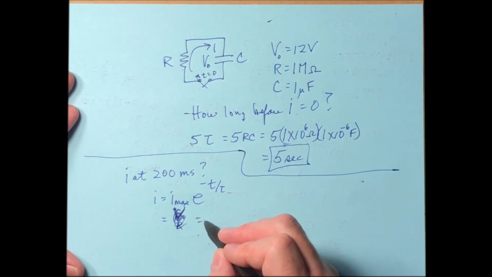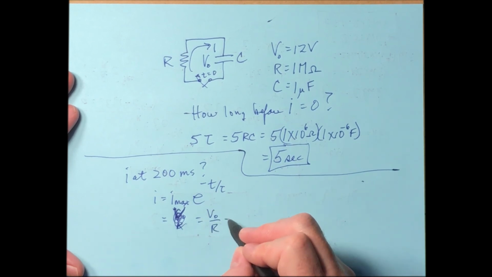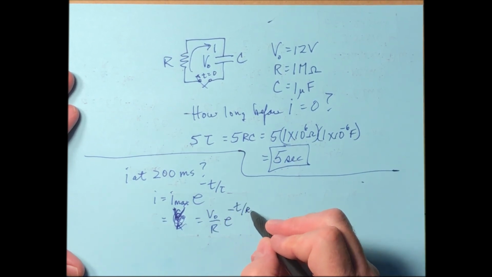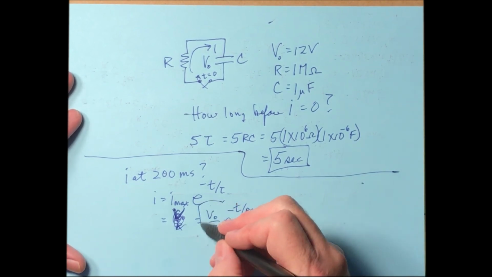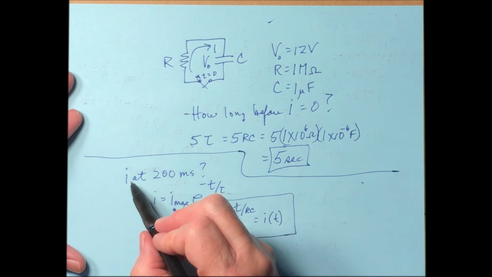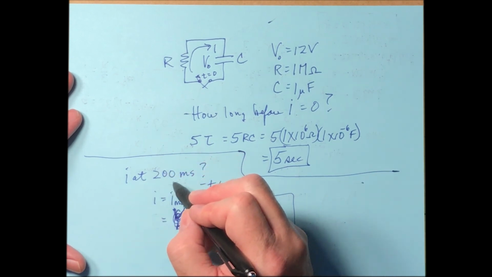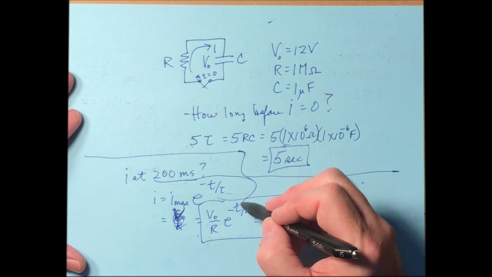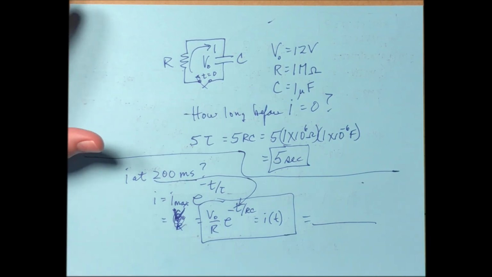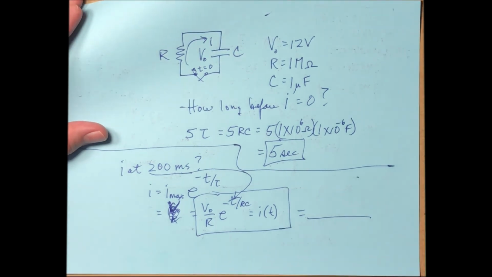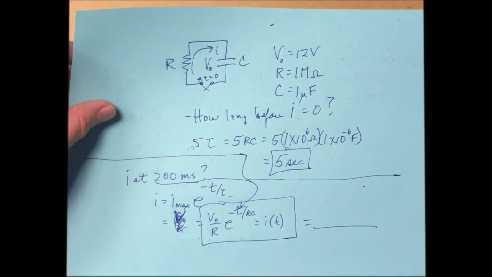Let's write it over here. V naught over R, e to the negative t over RC. So that's what I is as a function of time. Now, take t equals 200 milliseconds, plug it in there for t, and you'll get out a value that will be the answer. That's probably enough problems for RC circuits. Let's stop here. This finishes up our discussion of circuits, and we'll begin a new topic next time.